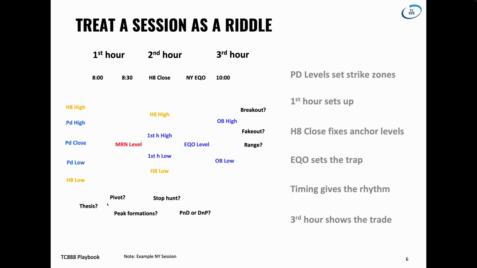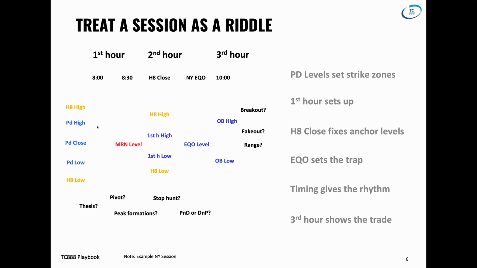So coming into that, what is your thesis? Is there a potential pivot point? Do you have peak formations already, potentially from the session before? And then you come into the 8-hour close, second hour, 1 hour time rotation. And then this first hour sets up.